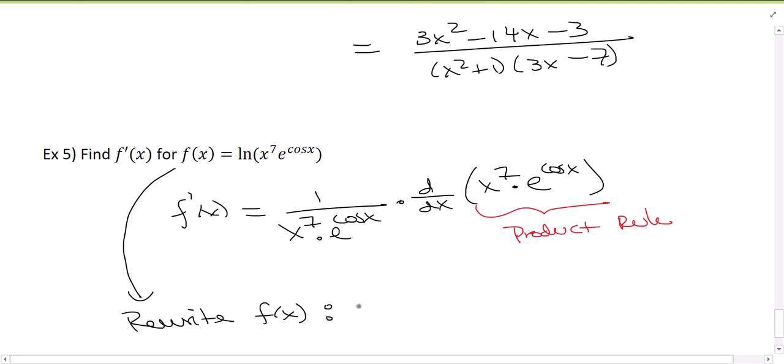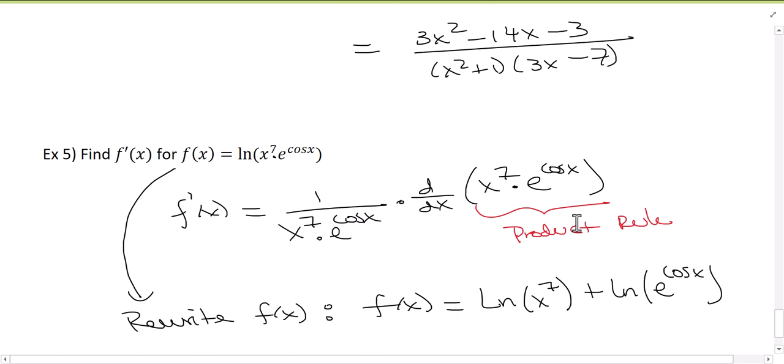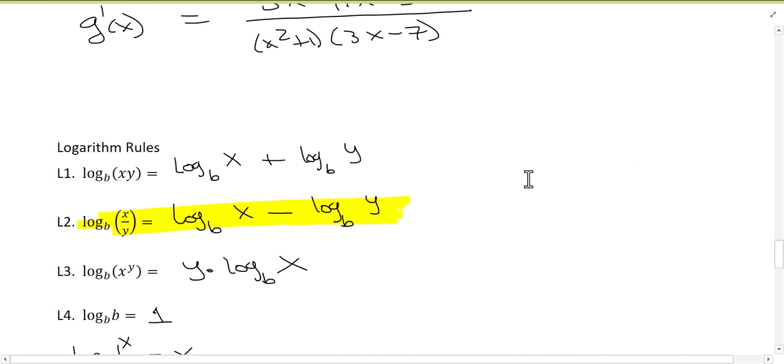using properties of logarithms. So f of x here is going to be, because this is a product, x to the 7th times e to the cosine x, I can use the first rule of logarithms, that the logarithm of a product becomes the sum of two logarithms. So this will be natural log of x to the 7th plus the natural log of e to the cosine x. And notice that with this one, we can even go further.